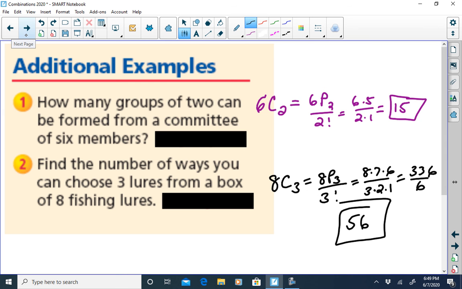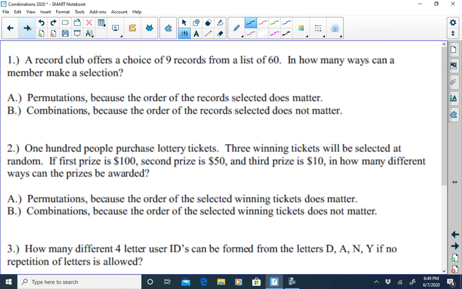Last page here for our combinations, and then you guys will get some practice on your own. A record club offers a choice of 9 records from a list of 60. In how many ways can a member make a selection? Well, if we're talking about records from a list of 60, the order of the records certainly isn't going to matter. So that's going to be a combination because the order of the records selected does not matter.